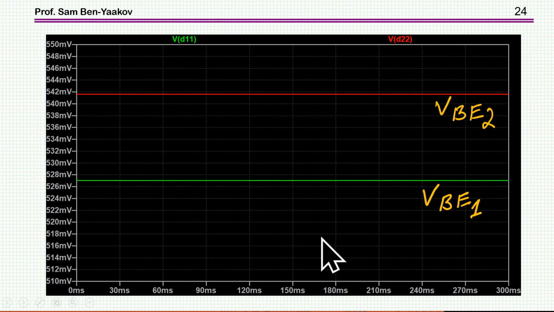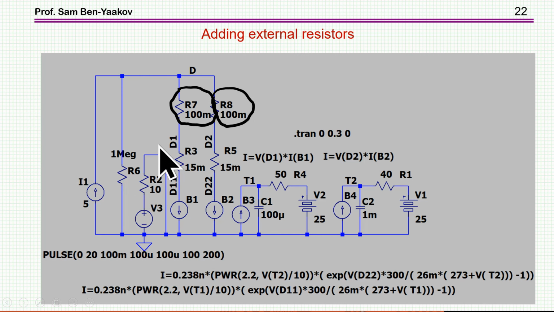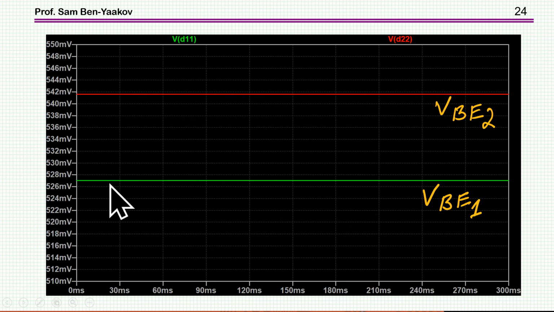Now, we can understand what is going on by looking at the actual voltage drop on the diode. What we see here is that the resistors are now causing a voltage difference between the diodes. And this, of course, helps to stabilize the system. Here I'm looking at the voltage across each of the diodes, and we see that there is a difference. Here it's 542 millivolt, and here it's 528, which is helping to balance the current.